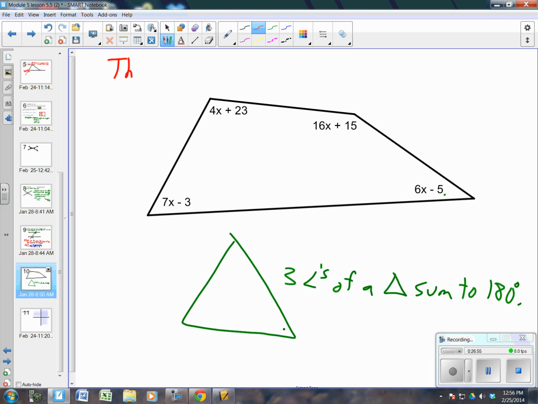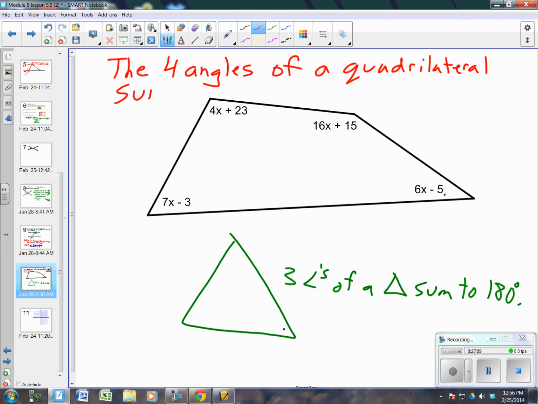So, knowing that information, in your groups right now, everybody write this down in your notes. The 4 angles of a quadrilateral sum to 360 degrees. Okay, I'm going to give you guys 2 minutes in your group to find the measure of each one of these 4 angles. Go.